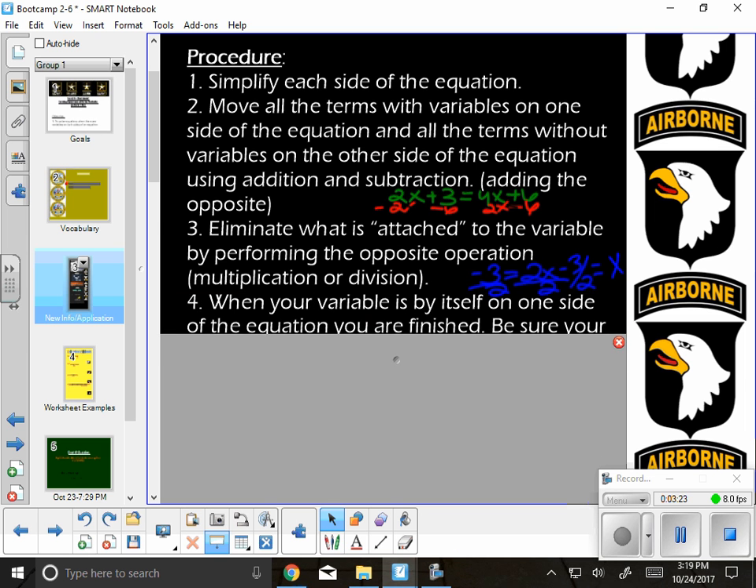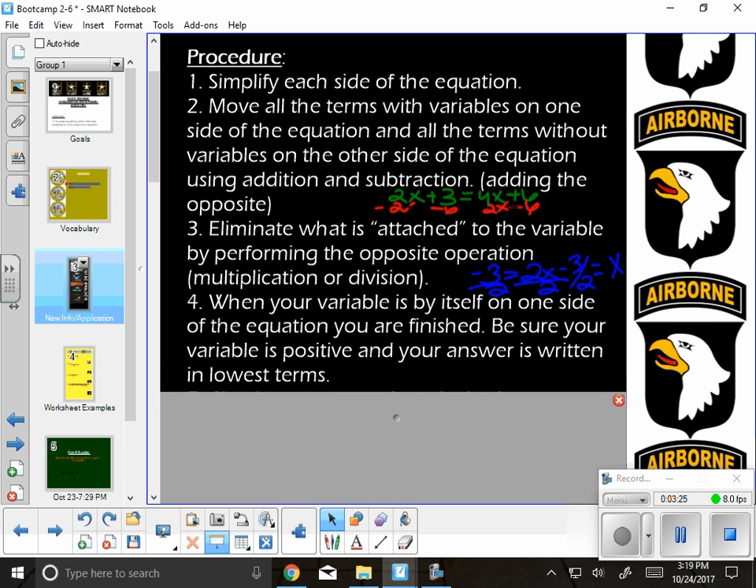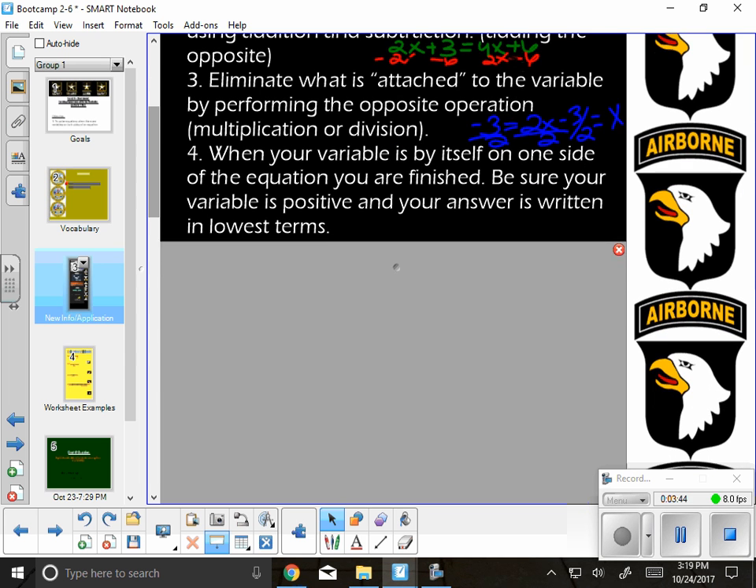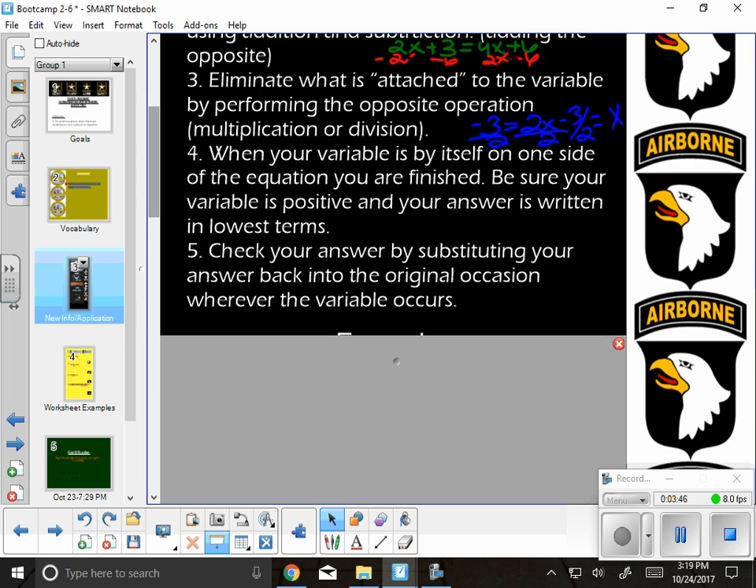Alrighty, so then we're going to go to step 4. Step 4 says when your variable is by itself on one side of the equation, you are finished. Again, make sure that the variable is positive and your answer is written in lowest terms. Negative 3 halves, you can keep it like this, or you can reduce it down to negative 1 1/2. And just like every other procedure in this chapter, you can always go back and check your answer to make sure that you got it right.